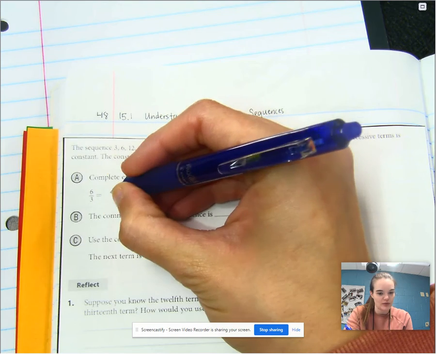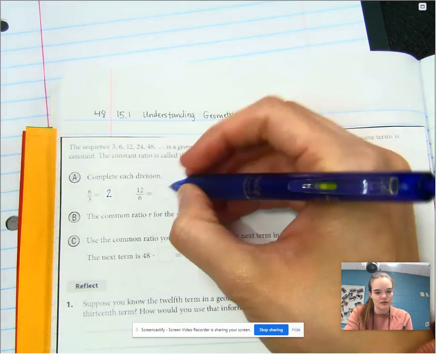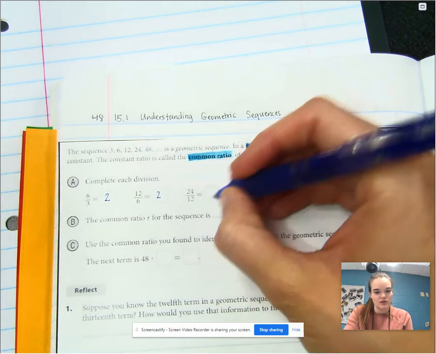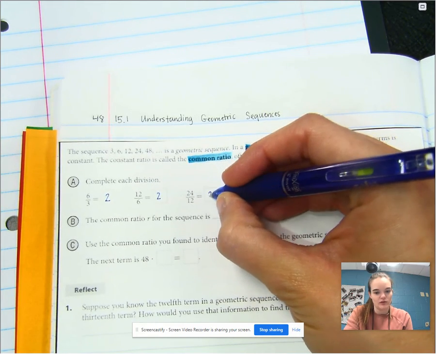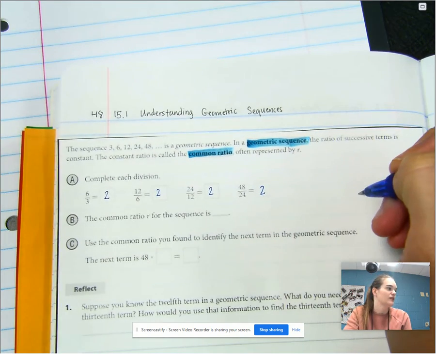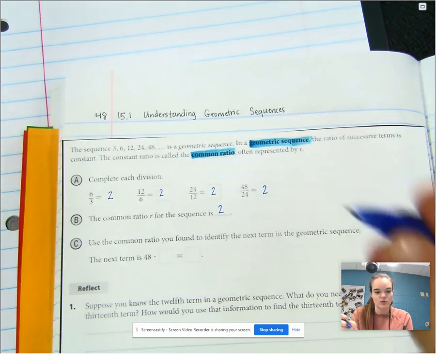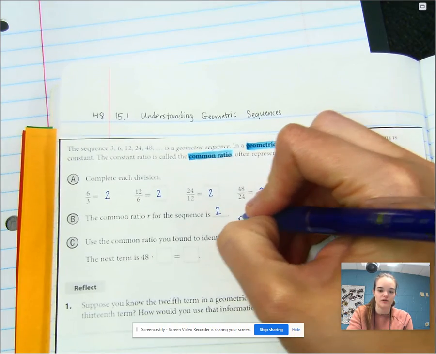So 6 divided by 3 is 2. 12 divided by 6 is 2. 24 divided by 12 is 2. 48 divided by 24 is 2. That means that the common ratio for the sequence is 2, and you would normally see that as R equals 2.